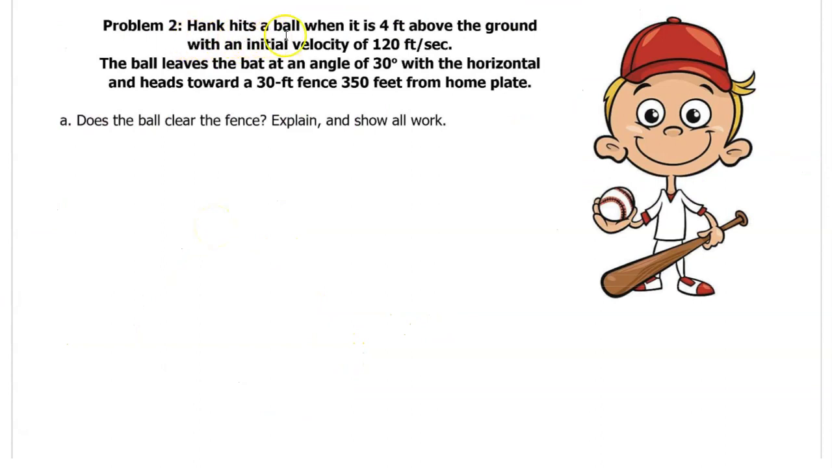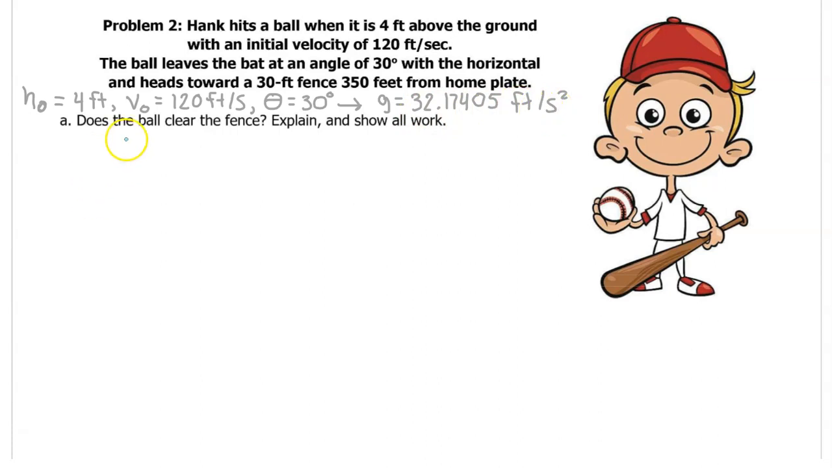Problem 2. Hank hits a ball when it is 4 feet above the ground with an initial velocity of 120 feet per second. The ball leaves the bat at an angle of 30 degrees with the horizontal and heads towards a 30-foot fence 350 feet from home plate. From this setup, we know that h0 is 4 feet, v0 is 120 feet per second, and theta is 30 degrees. Also, because h0 and v0 both involve feet, we know to use the acceleration due to gravity that is given in feet per second squared.